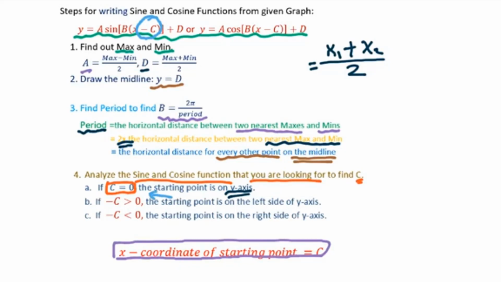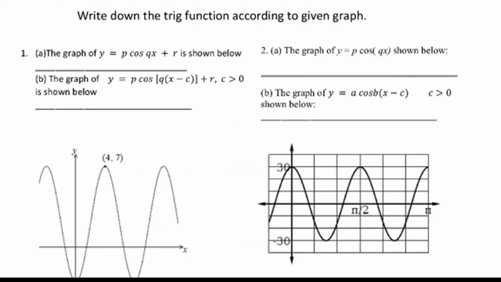Therefore, your starting point will be on the left side of the y-axis. If negative c is less than 0, for example, we have x minus 5, then we know that it will move to the right side. Therefore, the starting point is on the right side of the y-axis. Then, after you find the starting point, the x coordinate is equal to c. Let's look at some examples.